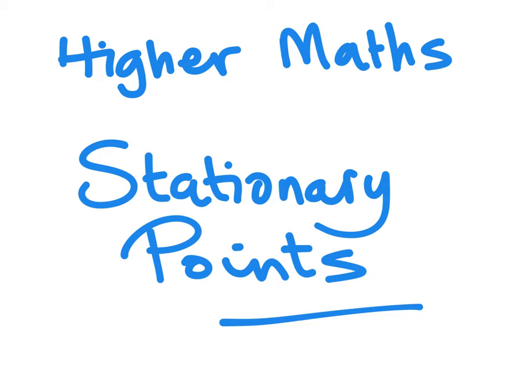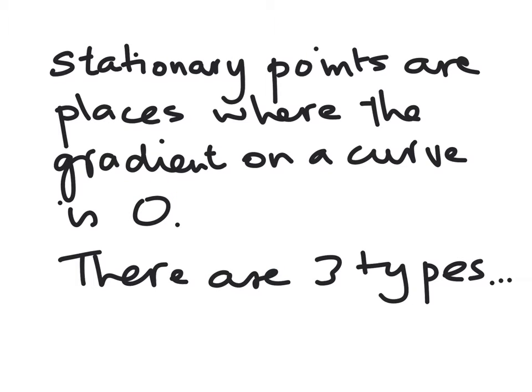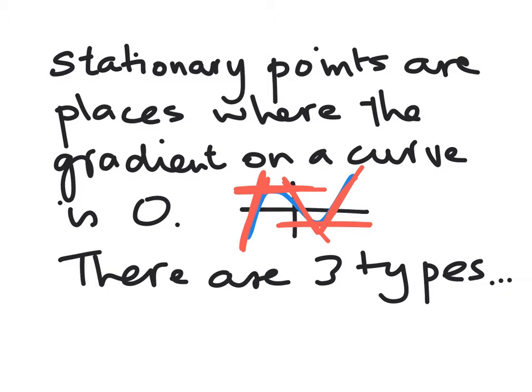How do we find some stationary points? First of all, we need to know what a stationary point is, and these are places where the gradient on a curve is zero. So if you remember back to some curves that we've drawn in the past, for example the blue one there, then there are places where the gradient's going up, going down, going up, and there are also places where it's going across, horizontal. That is where the gradient m is equal to 0.